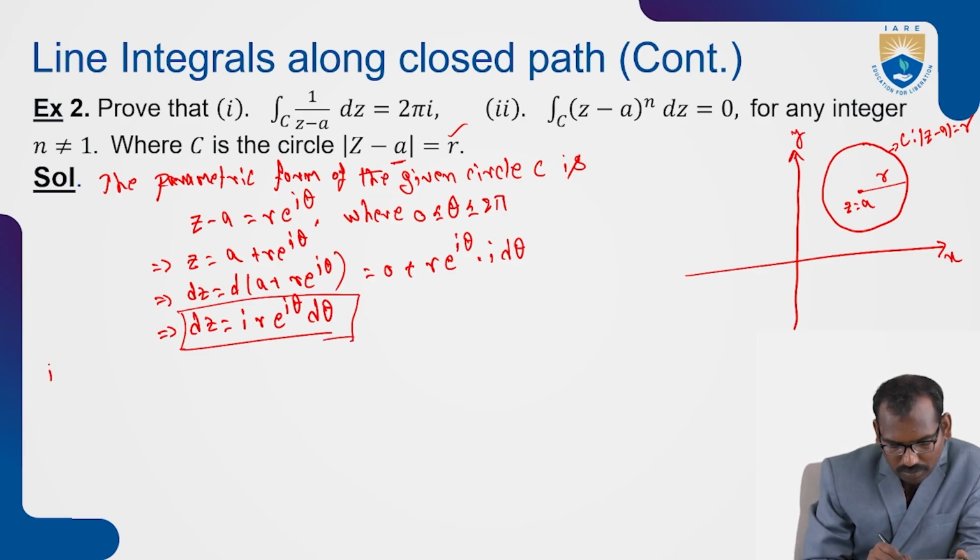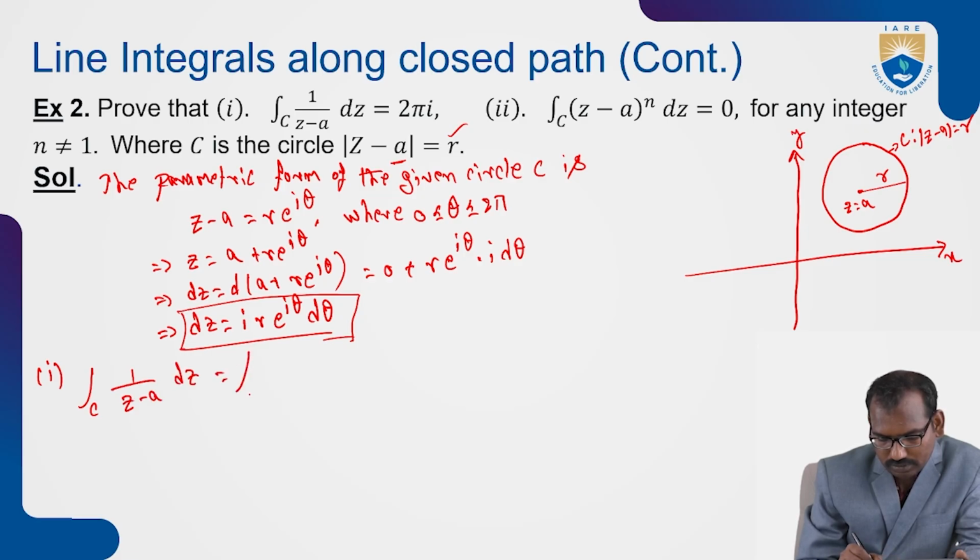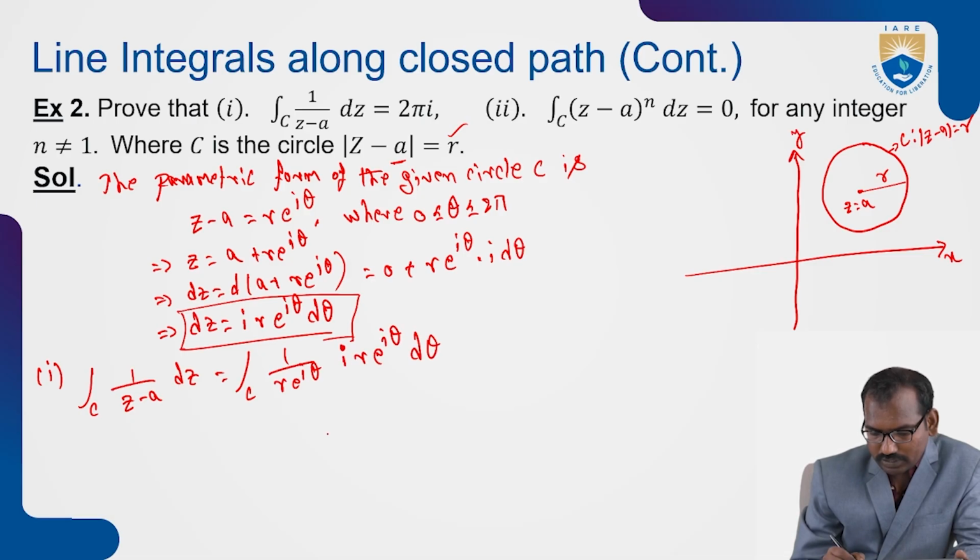Now I am going to do the first one. So integration along C of 1 by (z minus A) dz. What is z minus A? z minus A is R into e power i theta. And dz is i times R e power i theta d theta. If you observe, R e power i theta is there in both numerator and denominator, you can cancel it out.